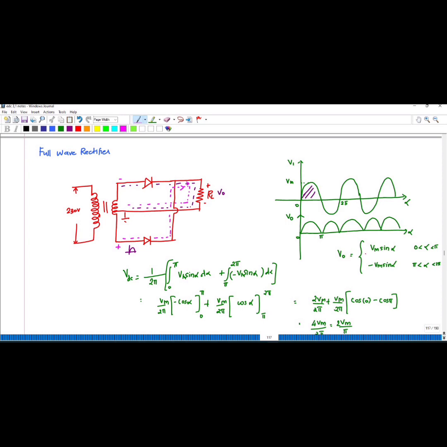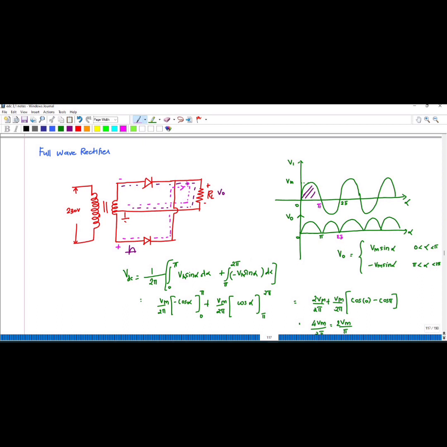So I can write V0 is equal to Vm sin alpha, where Vm is the peak voltage, ranging from 0 to pi, and from pi to 2 pi, it is minus of Vm sin alpha. So this is the inverse of this one, right? So minus of Vm sin alpha for the period pi to 2 pi.